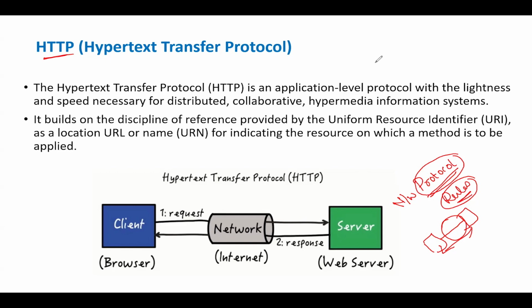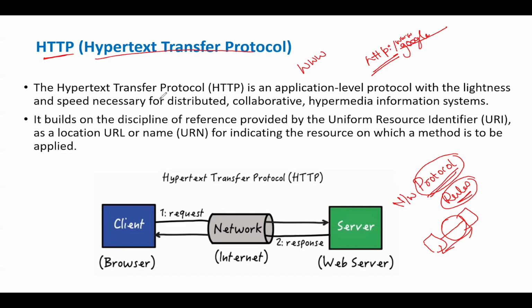So every time you are browsing in a web browser, you would have noticed something like this: HTTP and then the website name. For example, google.com, www.google.com. Now, what is this HTTP? This HTTP is nothing but our Hypertext Transfer Protocol. So every time you are trying to access a web page over the World Wide Web, that is your www, it uses the Hypertext Transfer Protocol.